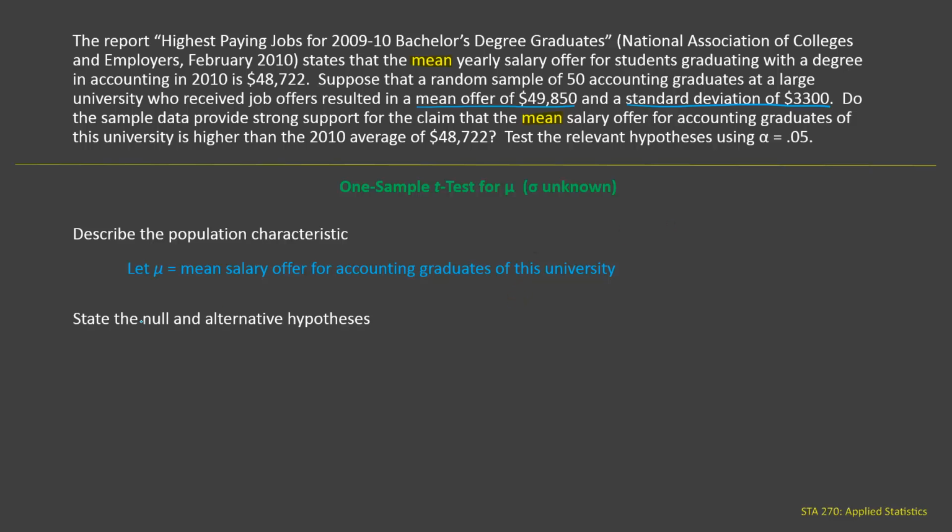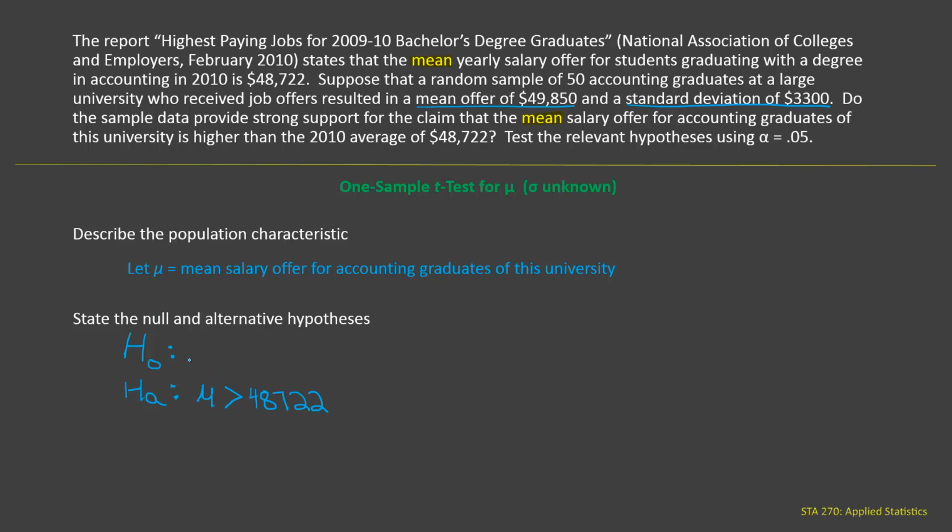Next, we need to state our null and alternative hypotheses. So we need a null hypothesis and we need the alternative hypothesis. Let's go ahead and state the alternative hypothesis first based on this claim. The claim is that the mean salary offer for accounting graduates at this university, that's mu, is higher or greater than the 2010 average of $48,722. So that's the claim that we need to see if we have enough evidence to support.